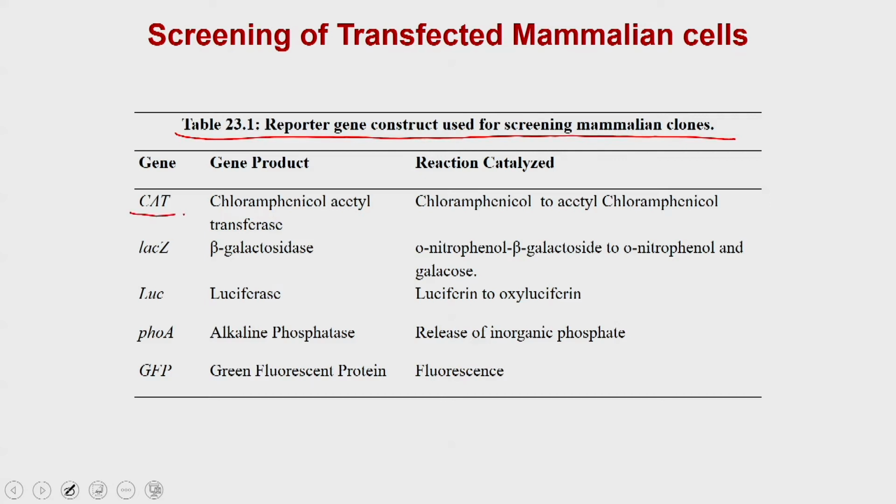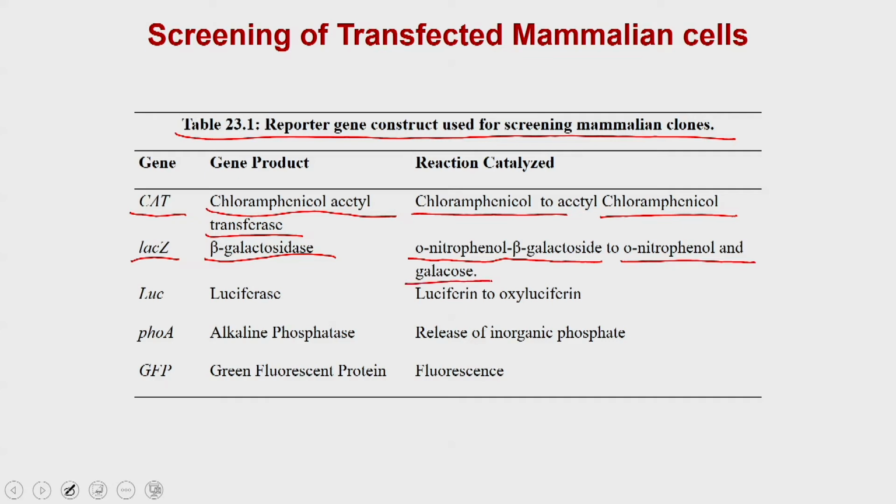For example, cat is a gene which expresses chloramphenicol acetyl transferase, and that converts chloramphenicol to acetyl chloramphenicol. So, you can catalyze this reaction and monitor it. LacZ expresses beta galactosidase, and the beta galactosidase can be used to monitor this reaction, where orthonitrophenyl beta galactoside is converted into orthonitrophenol and galactose, and orthonitrophenol gives you the color, and that can be used to monitor the activity of beta galactosidase.